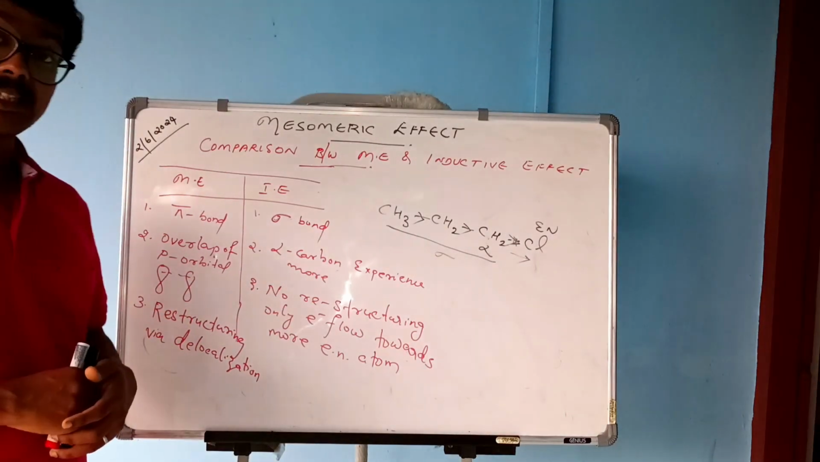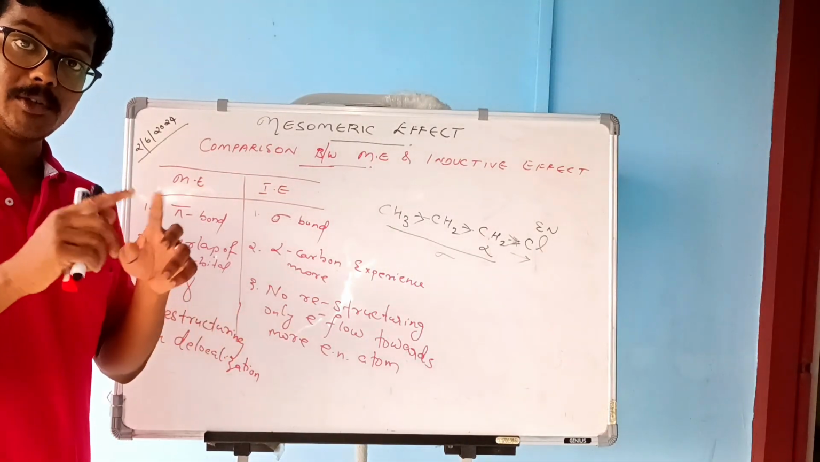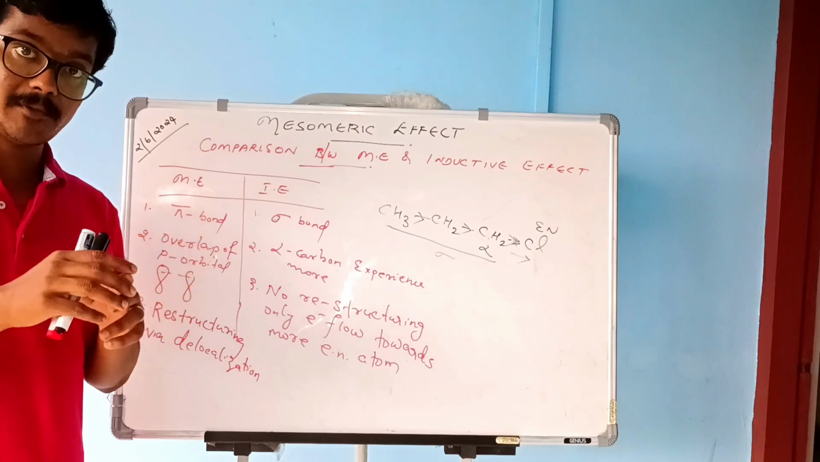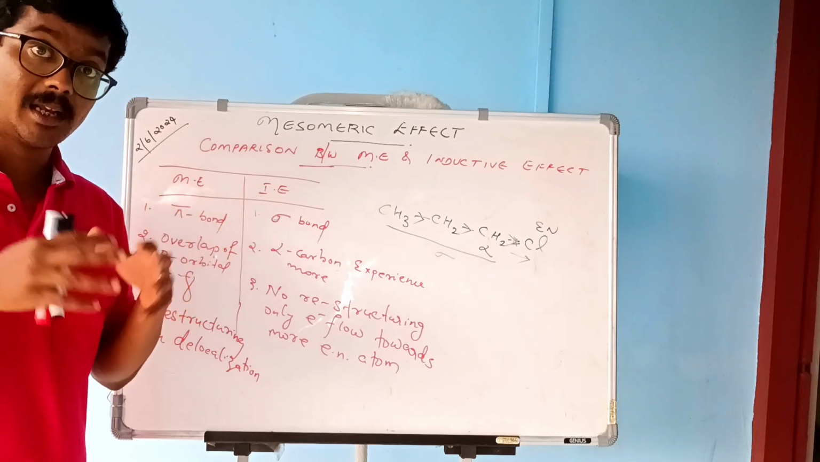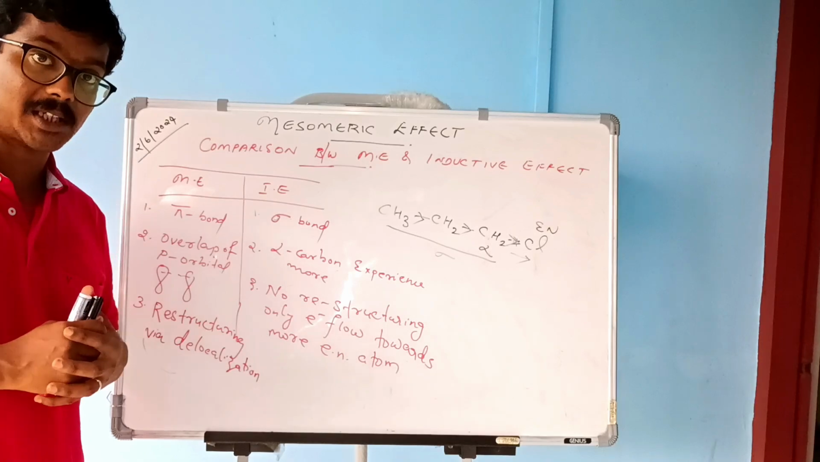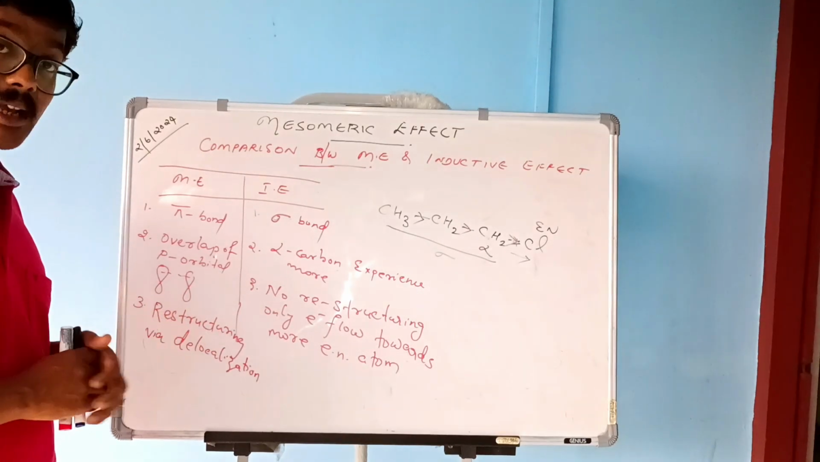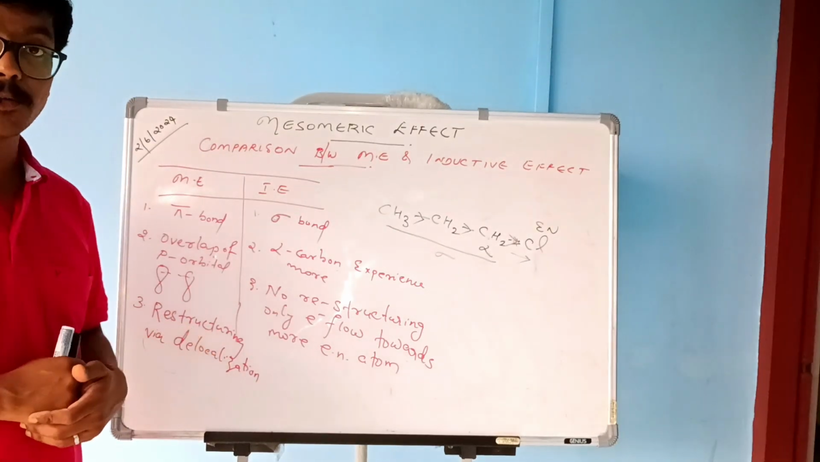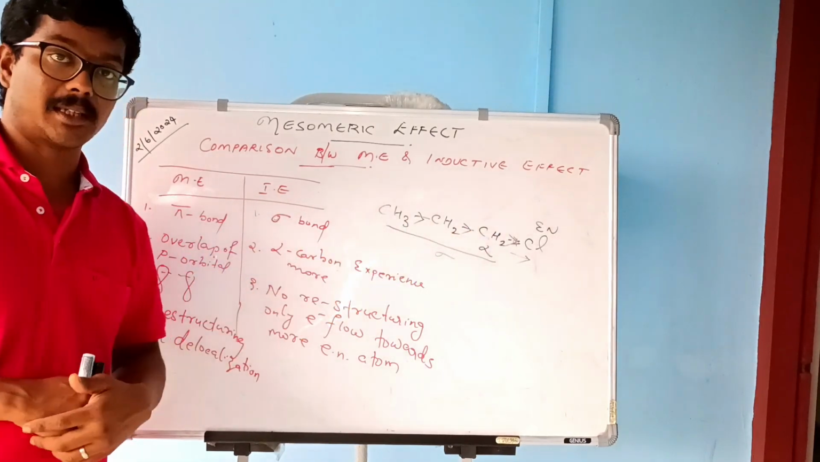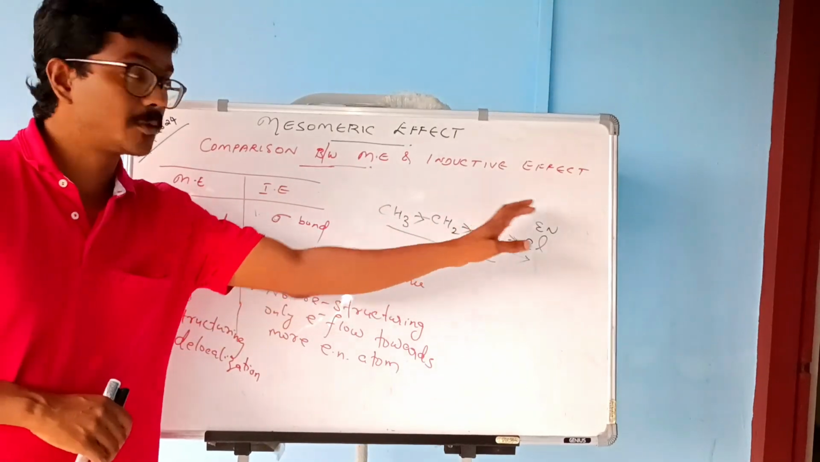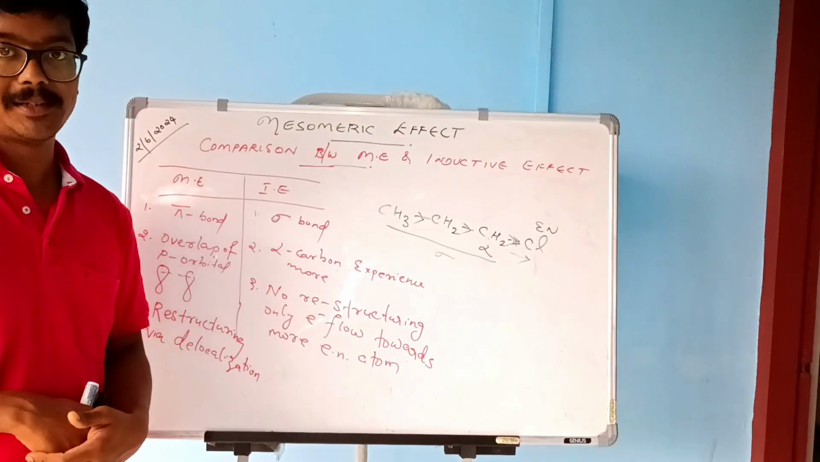The third is restructuring. Due to resonance, the delocalization of electrons, the actual structure of the compound is a hybrid structure, or a combination of more than two structures. So restructuring happens due to delocalization of pi electrons, whereas in the case of the inductive effect there is no restructuring, only the flow of electrons towards a more electronegative atom, right?